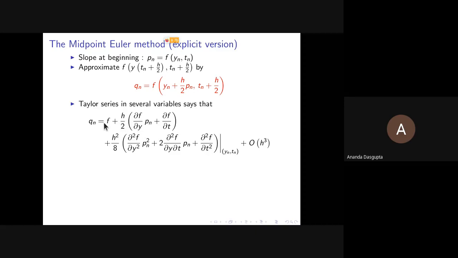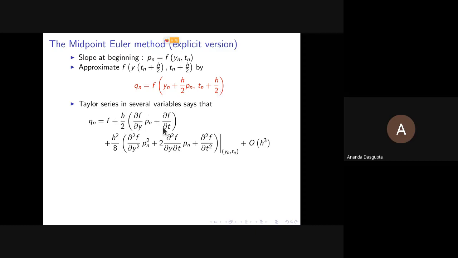All I'm using is simple Taylor series. I'm saying Qn is f at yn comma tn plus h by 2 times the rate at which f changes with y. Well, actually, it should be del f del y times h by 2 pn, because h by 2 pn is the amount by which y has changed from yn. And del f del t times h by 2. That's the first order term in Taylor series.